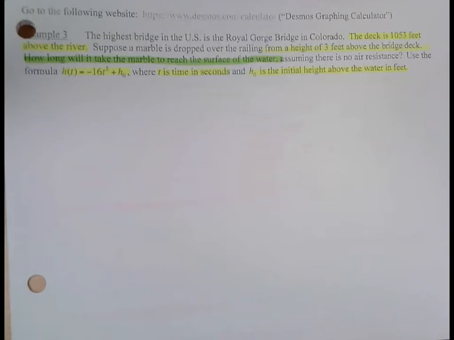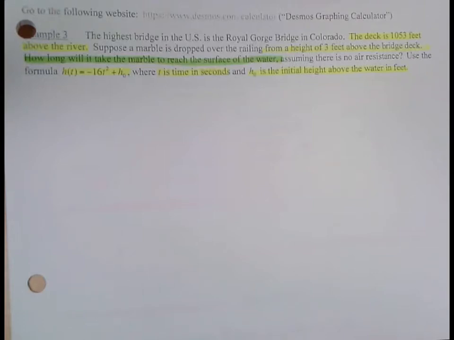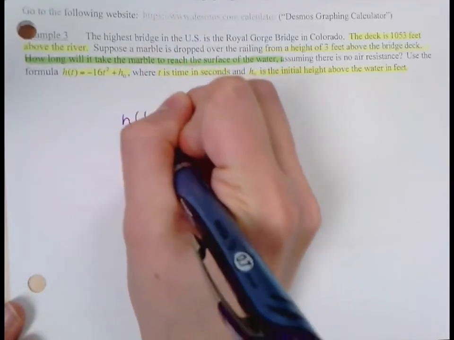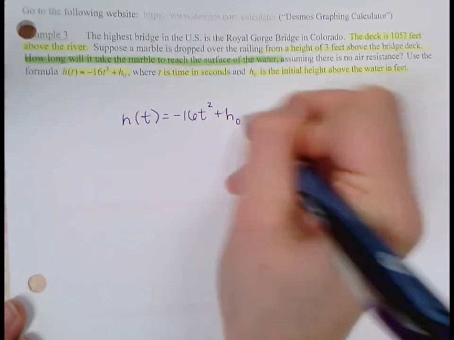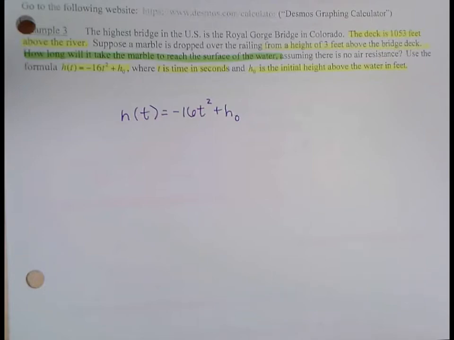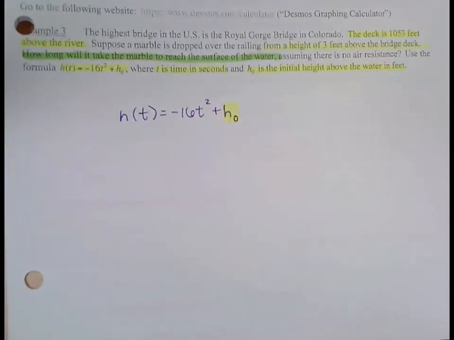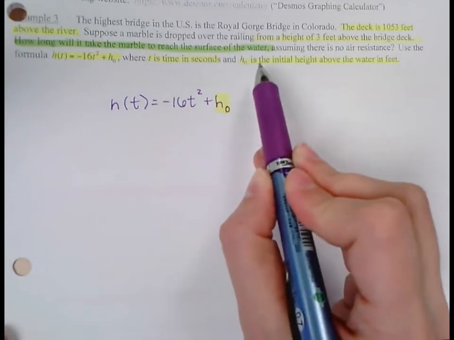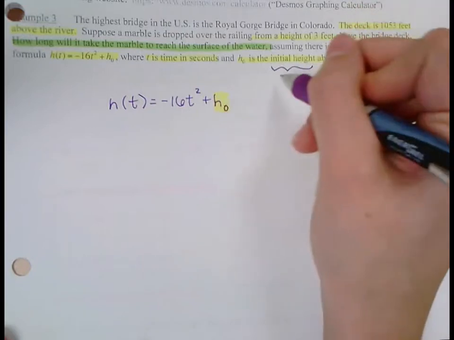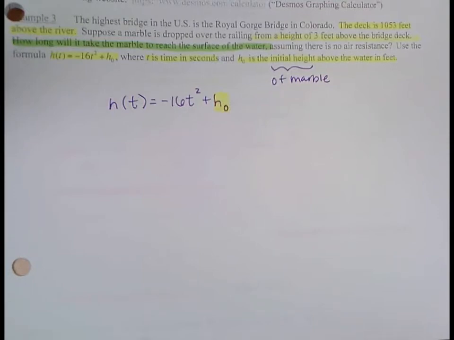Okay, so if I am to use this formula, and ultimately we're talking about a marble that's being dropped. So I'm just going to rewrite just so it's separate from all of the typing here, what that formula is. In order to use this formula, we need to have a value for h sub 0 in this case. And ultimately it's saying h sub 0 is the initial height, and we're talking about the initial height of the marble above the water in feet.